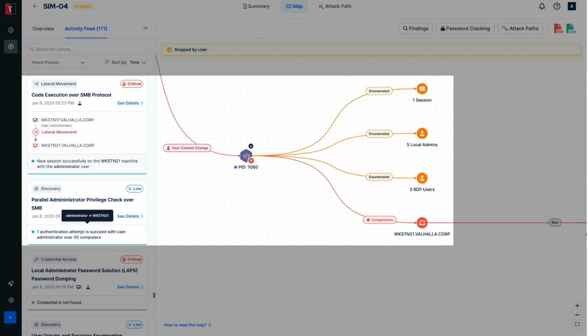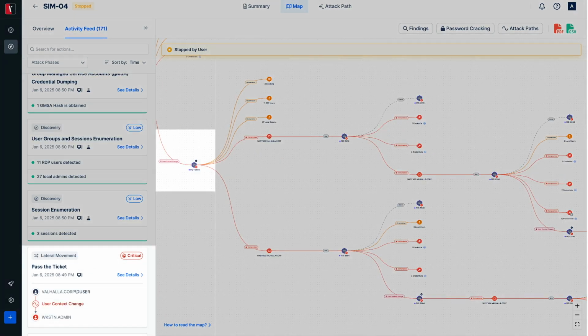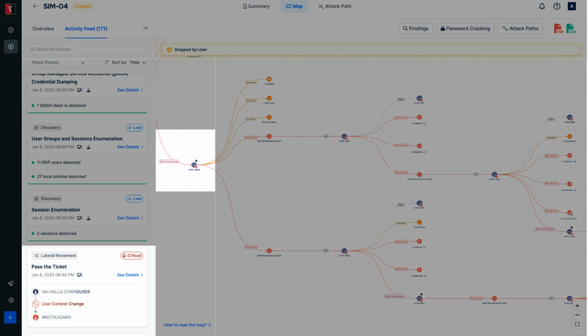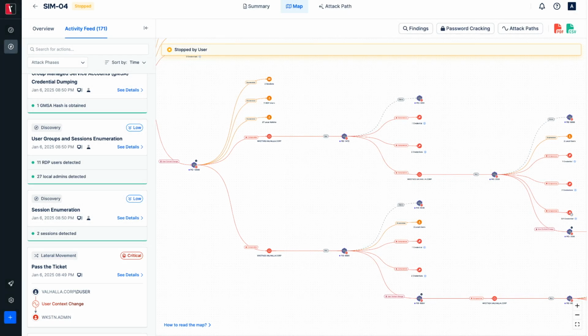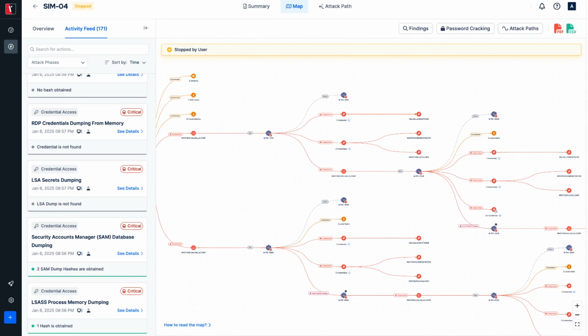From Workstation 21, Picus APV dumps the ticket granting ticket issued for the administrator user and uses it to move laterally to other systems using the pass the ticket technique. This action allowed Picus APV to access Workstation 16 and Workstation 20 successfully. At this point, Picus APV collects as many credentials as possible from compromised systems to take over other systems. Each newly discovered credential has the potential to compromise a domain admin account. That's why the Picus Advanced Decision Engine aims to compromise as many systems as possible.